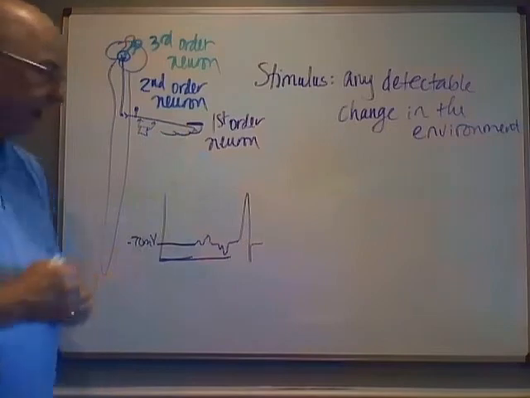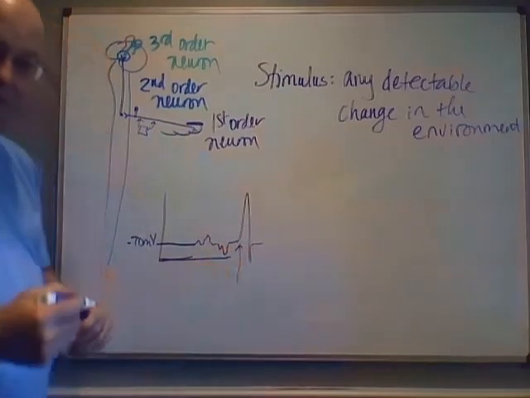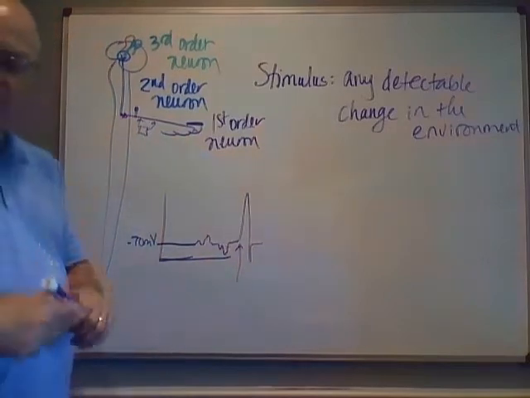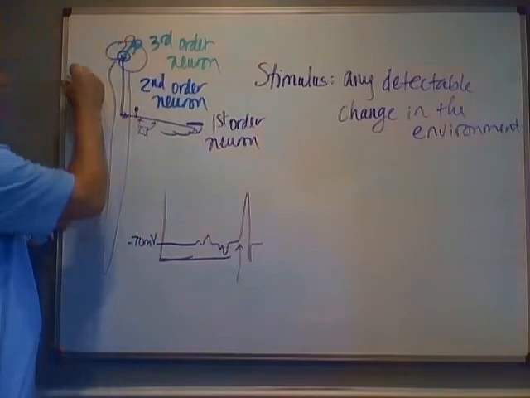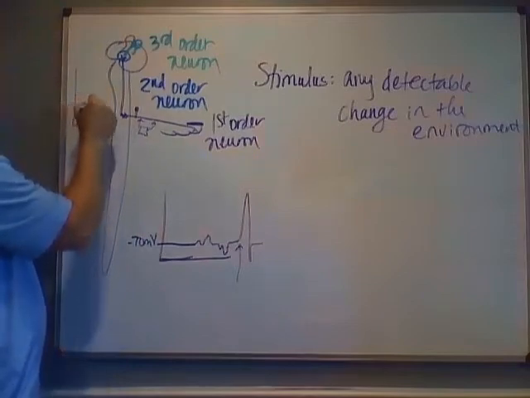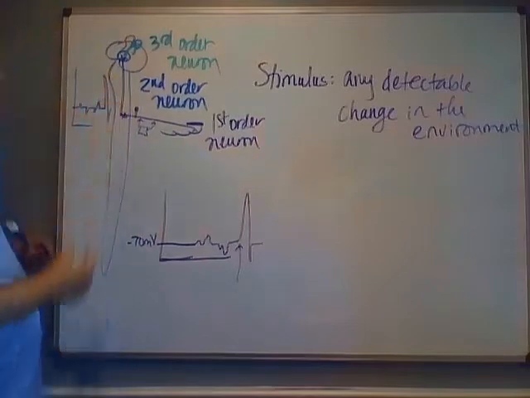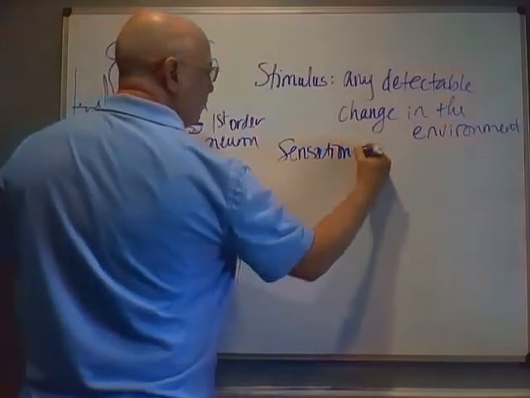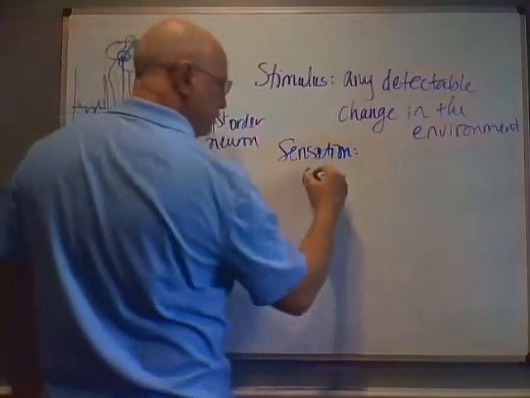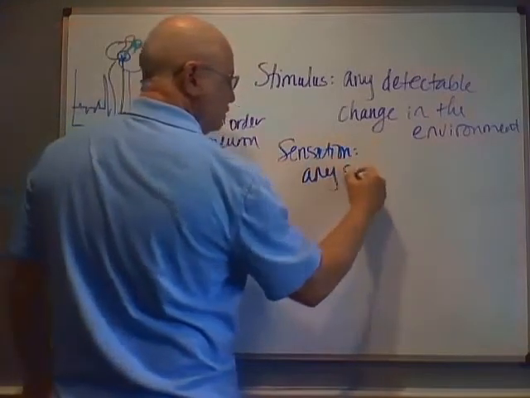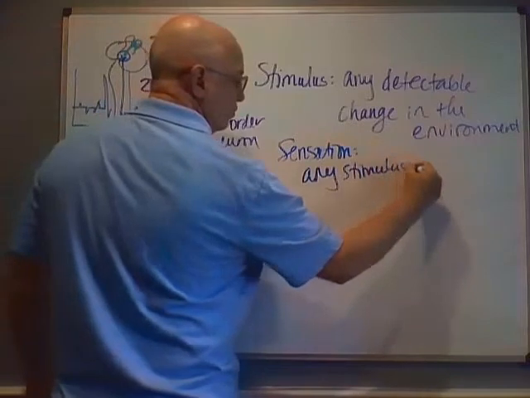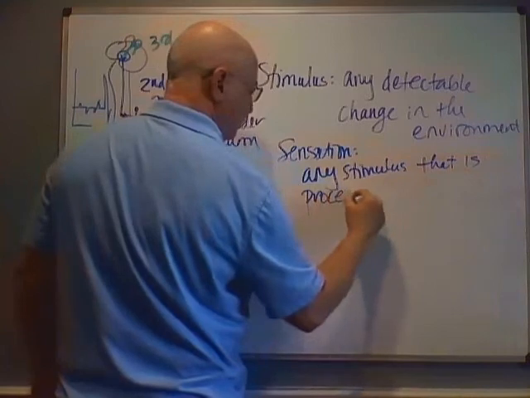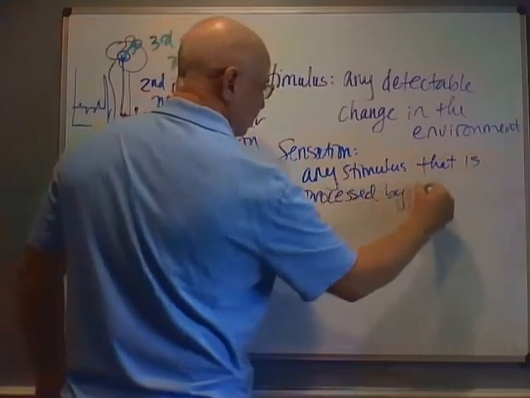Now, if it does reach threshold and fire an action potential, we know that neuron is going to release a ton of neurotransmitter at this synapse. If someone else is monitoring this neuron and you see changes in its resting membrane potential, or it fires an action potential, that's when we get to what's called a sensation. Now, in one sense, a sensation is any stimulus that is processed by the CNS.